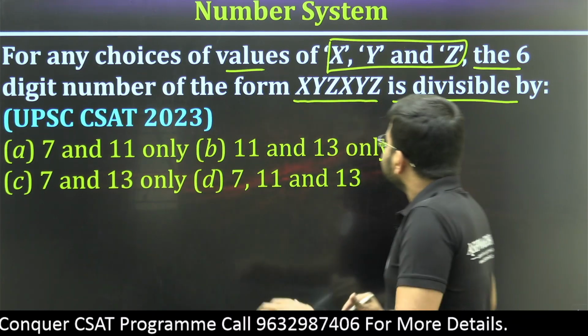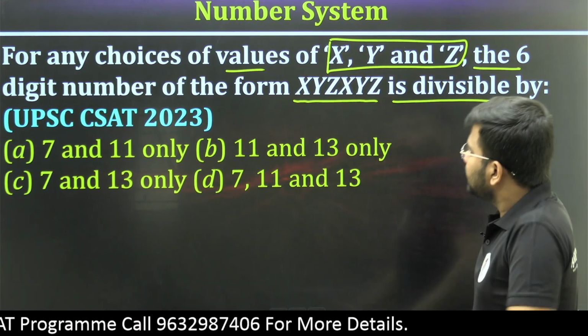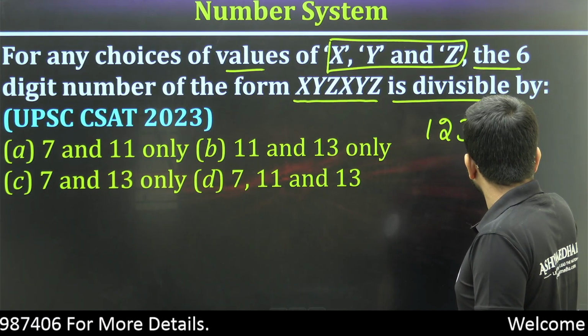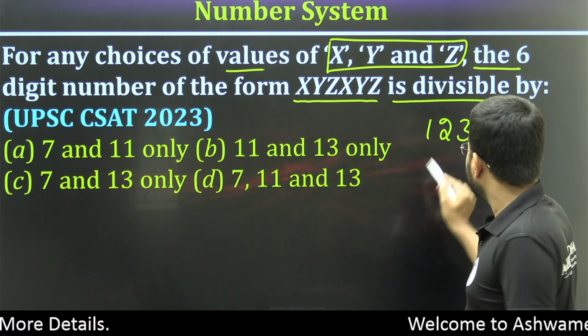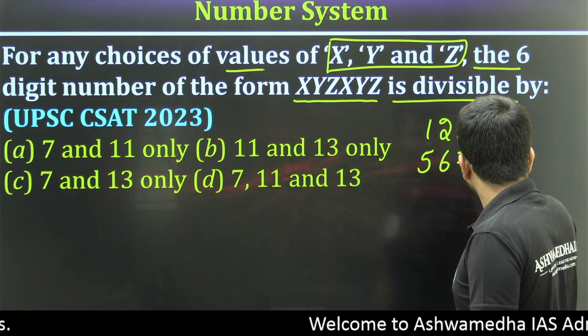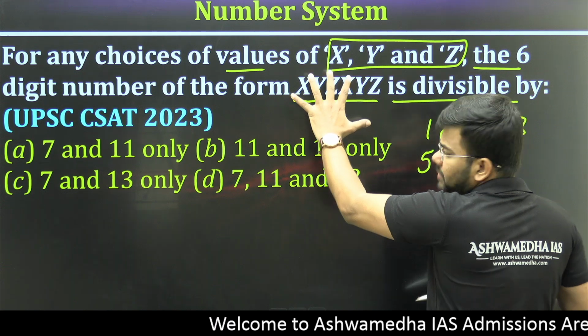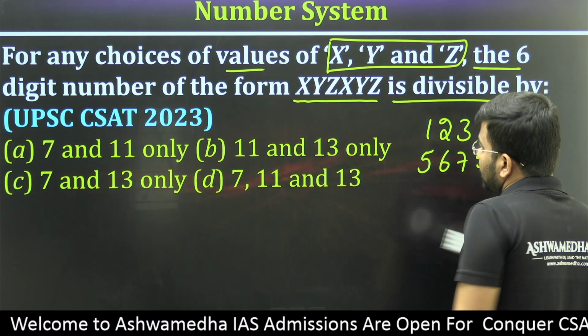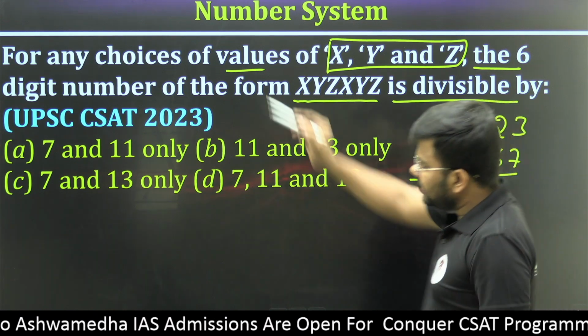Okay, now XYZXYZ, any number. What do we mean? XYZXYZ, that is 123123 is the number. So why are you taking 123? You can take 567, right? Yes, you can take 567. Any number of this form. Now XYZ can take any values.